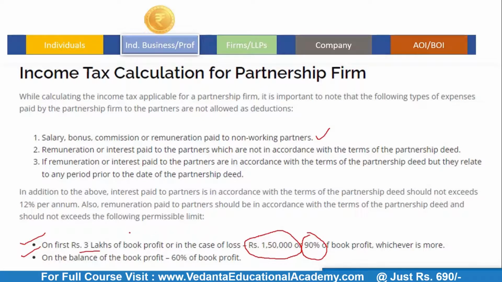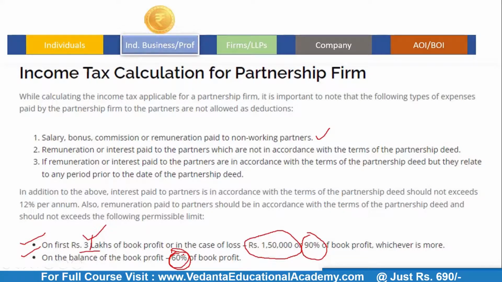So there are some rules to be followed, and for the remaining balance, if the business profit is more than 3 lakhs, then you are not allowed to make payments to your partners of more than 60%. If the business profit is less than 3 lakhs, you can pay at most 1,50,000 or 90%. If the business profit is more than 3 lakhs, you are allowed to pay at most 60% of the book of accounts profit.